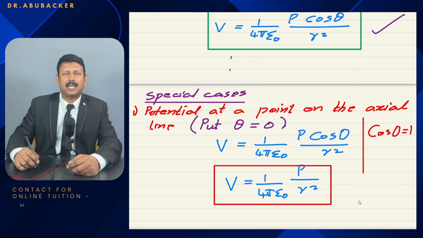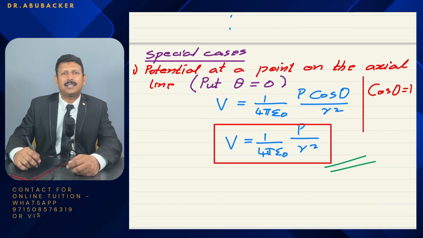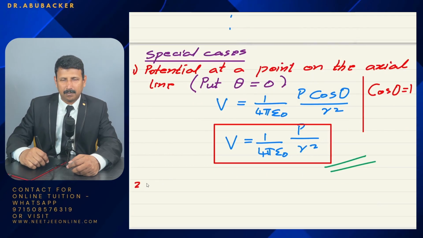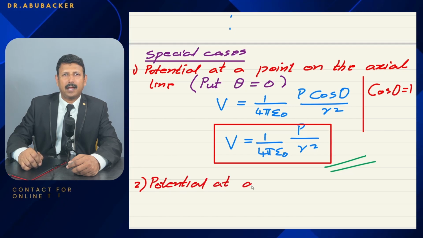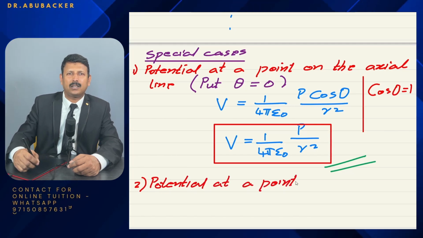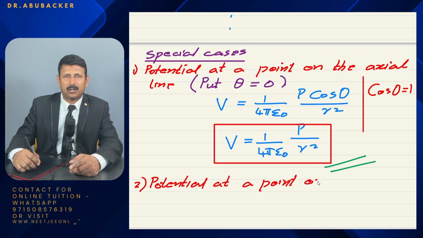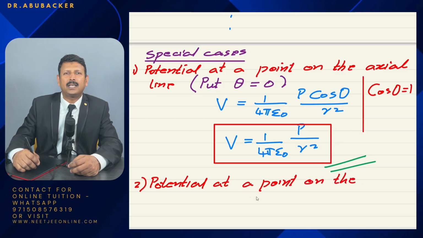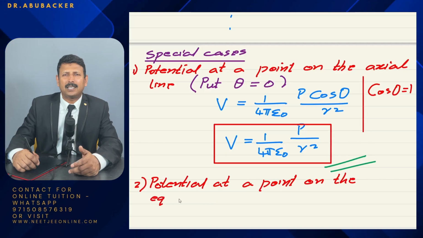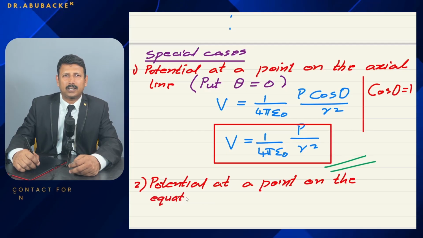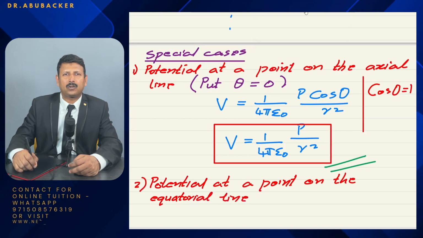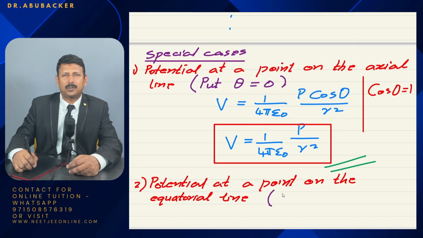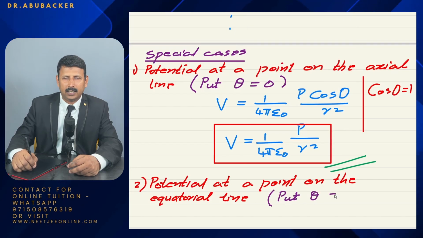One more we can prepare, that is the equatorial line equation. The second special case is potential at a point on the equatorial line. Any point you can consider, but as the standard method we follow the equatorial line. Even at 30 degree, the above equation is suitable for calculation. Potential at a point on the equatorial line. For the equatorial line there is 100% one option only, that is 90 degree. Put theta is equal to 90 degree.